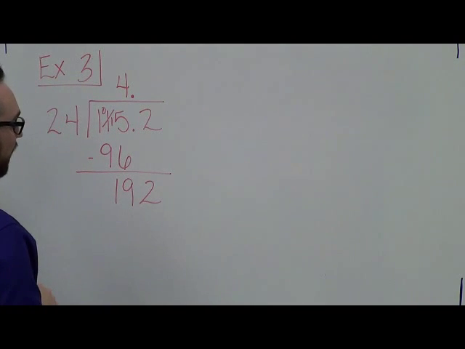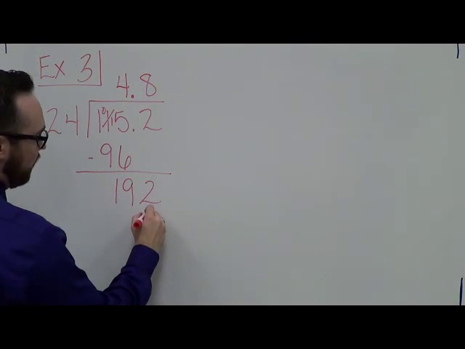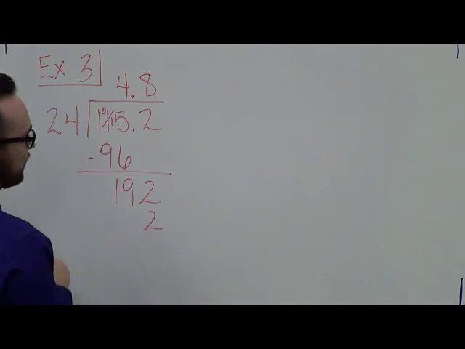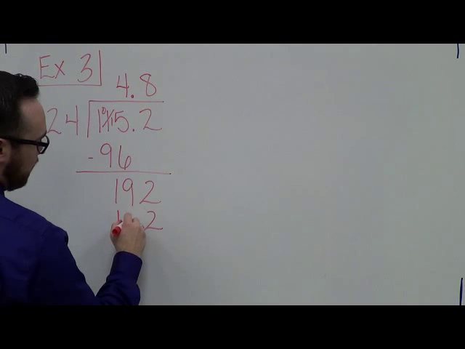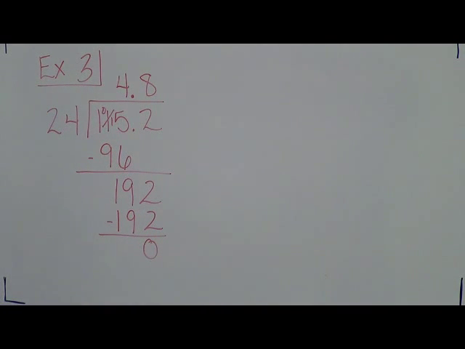24 is going to go in there about 8 times. So 8 times 4 is 32. 8 times 2 is 16. Plus the 3, it's going to give us 192 with 0 remainder. So then my answer is 4.8.